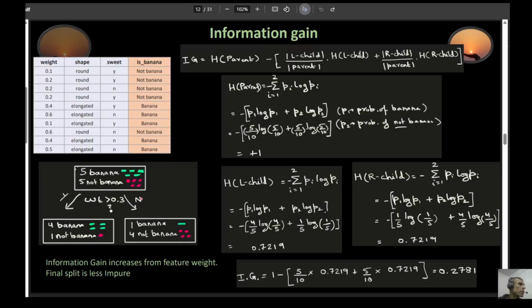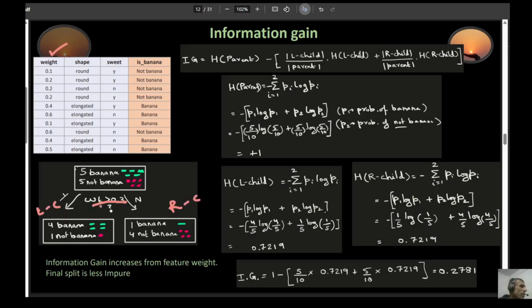Now let's look at the information gain when we split along the feature weight. So I'm using this criteria, weight greater than 0.3. In this case, if weight is greater than 0.3, I'm going to go in this direction on your left child. Otherwise, I'm going to go to the right child. This is my right child.